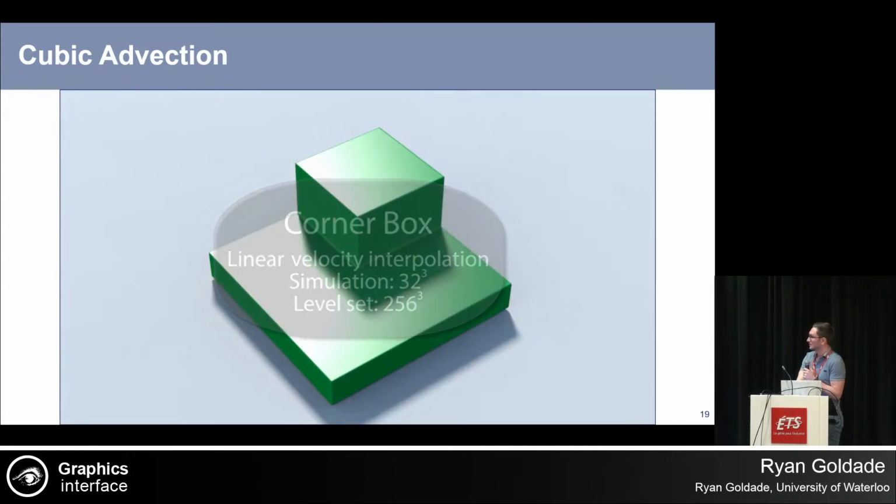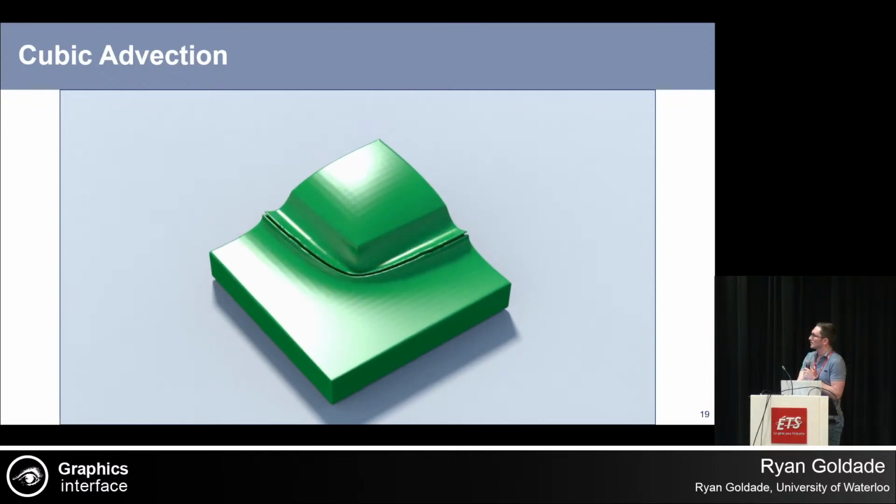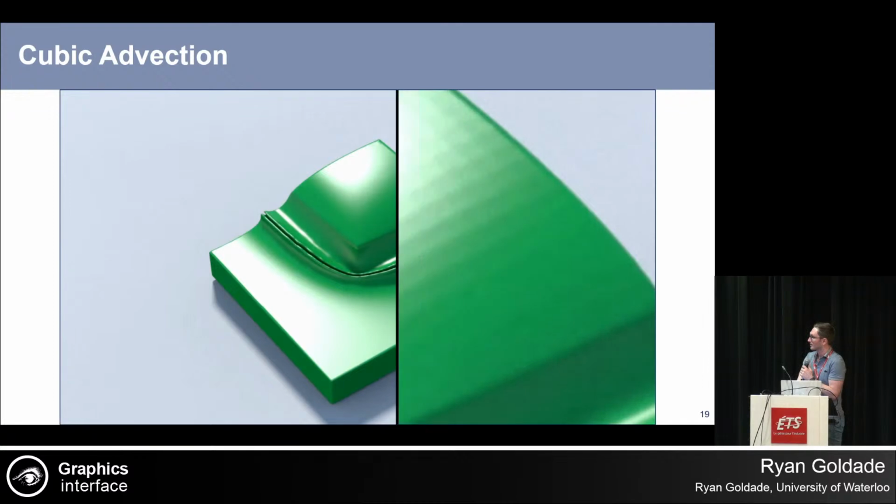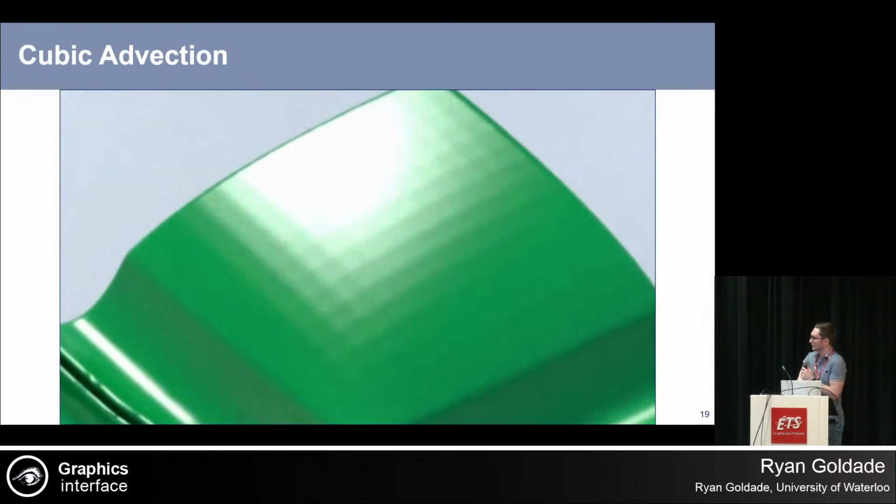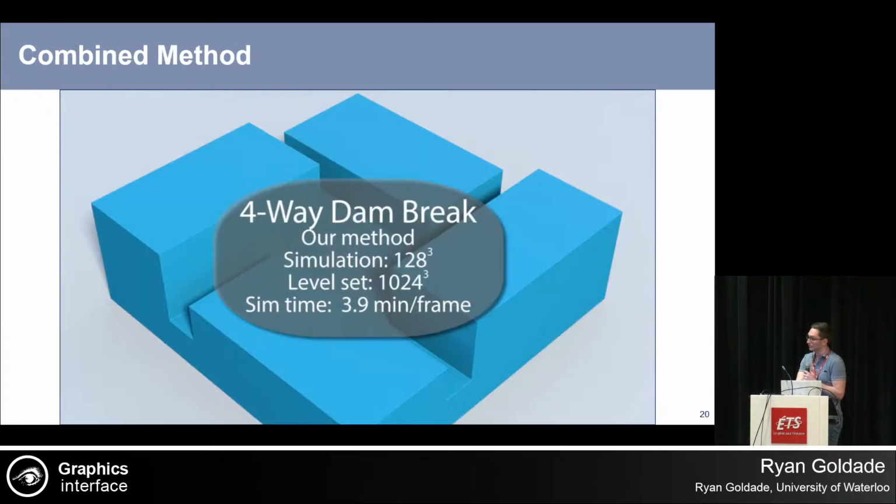And this definitely shows up in the simulation. So in this case, we have patch artifacts on the surface. If we use cubic interpolation, we don't have them. If we zoom in, they're really obvious in the rendering. And with our cubic interpolation, we're able to remove it.